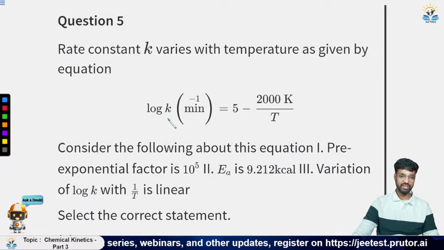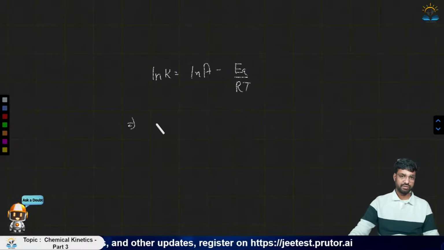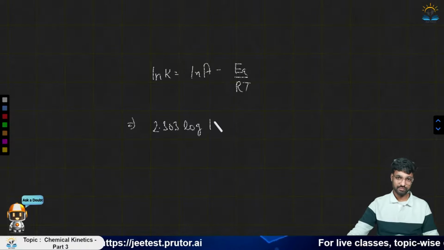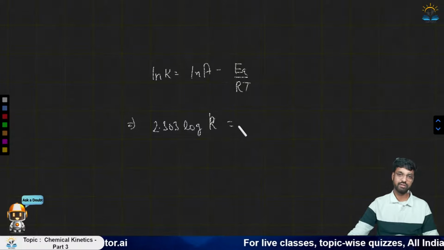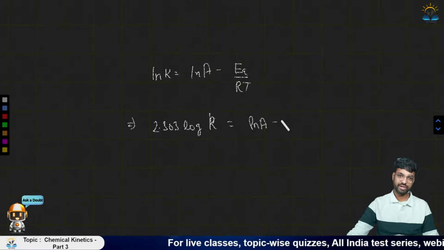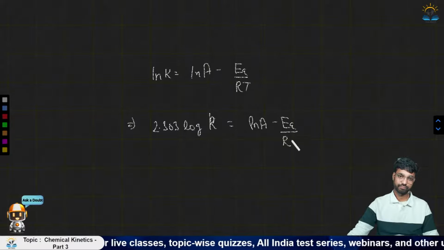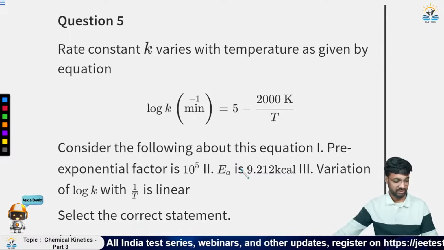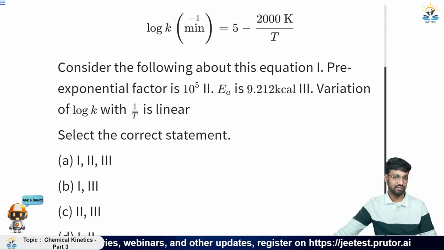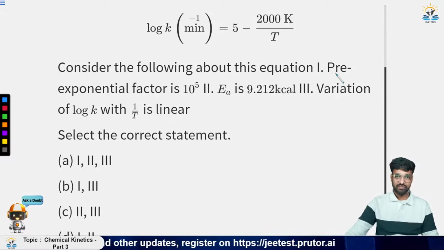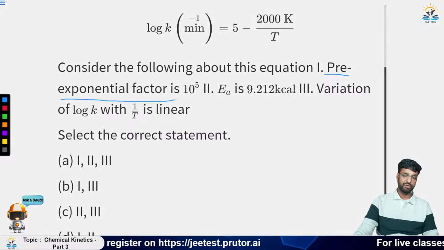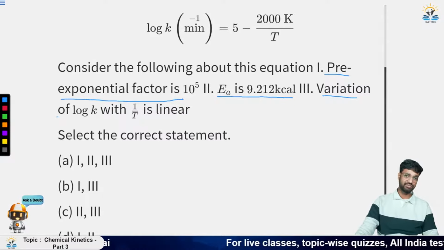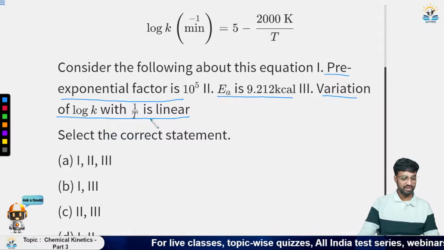Now the one thing I want to mention here is that if we put a log here, then it will be 2.303 log k is equals to ln A minus E by RT. Okay, so consider the following about this equation. So let us see what are the points that are made here. The first statement says that pre-exponential factor is 10 to the power 5. Second statement says that EA is 9.212 calorie and variation of K with 1 by T is linear. So let us verify all of this.